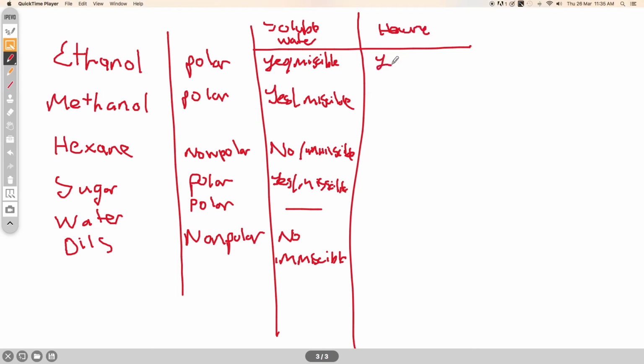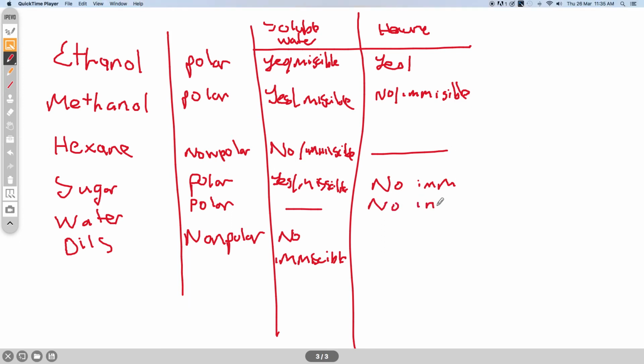We got yes for this, and there's a special reason for that, but this was no, immiscible. Sugar would not dissolve; it would just sink to the bottom, and it would be immiscible. Water, no, immiscible, two layers forming. Oils and fats, yes, they would dissolve, and they would be miscible.